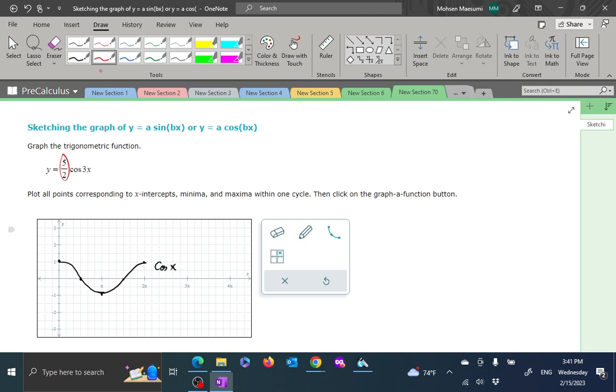So 1 becomes 2.5. Zeros multiplied by anything are always zeros. Minus 1, you multiply by 5/2, that's minus 2.5. And 1 again is, of course, 2.5. So our picture now has become like this.